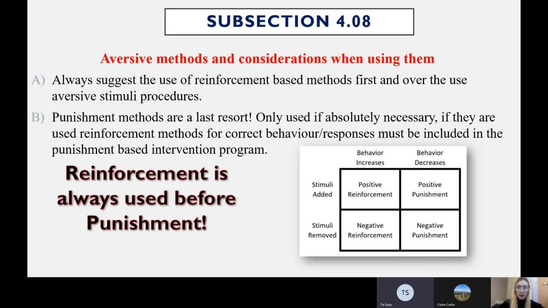Section 4.08 of the code is about aversive methods and all the considerations that must be made when thinking of using aversive methods in a behavior change program. Section 4.08 has 4 main points I am going to highlight. The first is, as professionals, behavior analysts have the responsibility, whenever it is possible to do so, to suggest the use of reinforcement-based methods over the use of aversive methods.